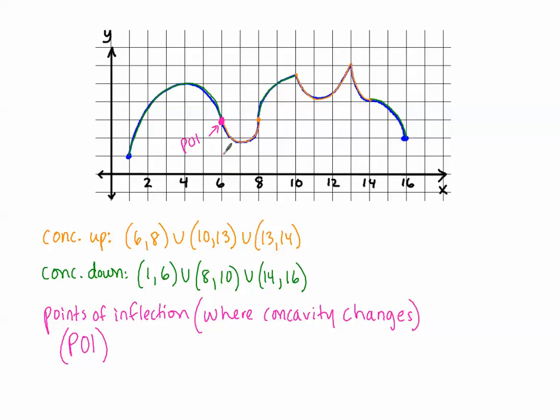The ordered pair is 6, 3. So the point of inflection, 6, 3. That's one point of inflection. Let's list the points. This is different from intervals. These are points. Points are ordered pairs. Here's another point of inflection at 8, 3. Concavity also changes at 10, and it looks like it's at about 5.5. So 10, 5.5. And one more point of inflection at 14, 4, it looks like. 14, 4. Those are our points of inflection.